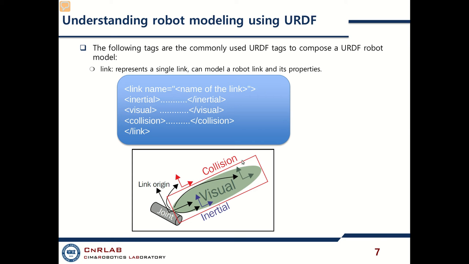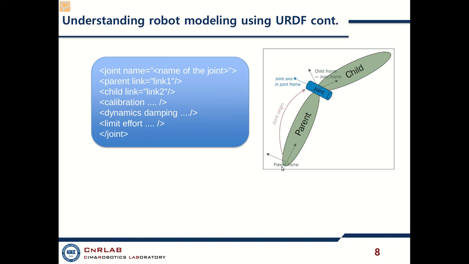It is really important because the software doesn't know that this is a link that has solid properties. So we have to define it. So let's go further. Then we have a robot modeling using URDF.